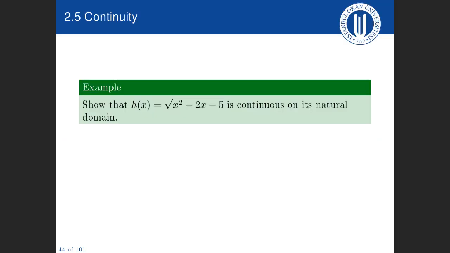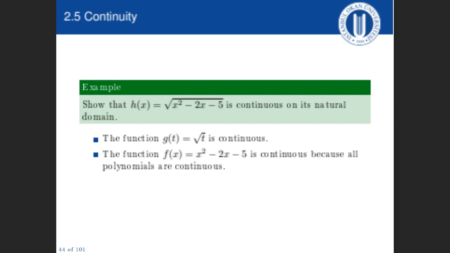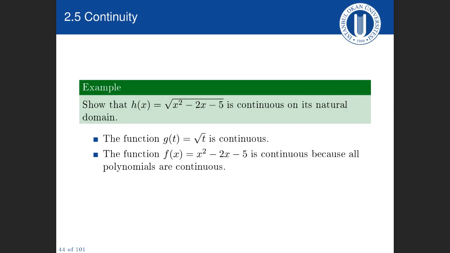Show that the square root of x squared minus 2x minus 5 is continuous on its natural domain. Natural domain means the biggest possible domain where the function is defined. Well, what can we say? We know that the square root of t is a continuous function. We know that x squared minus 2x minus 5 is continuous because all polynomials are continuous. So our function h is g composed with f. It's a continuous function composed with a continuous function, so it must be continuous.